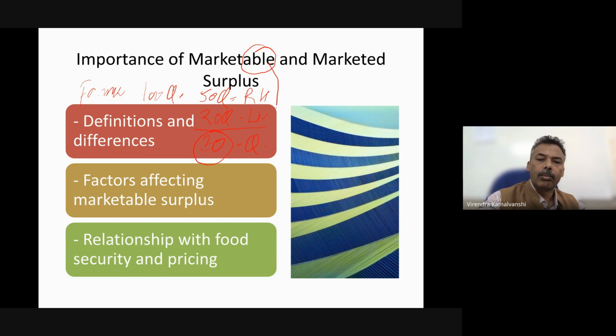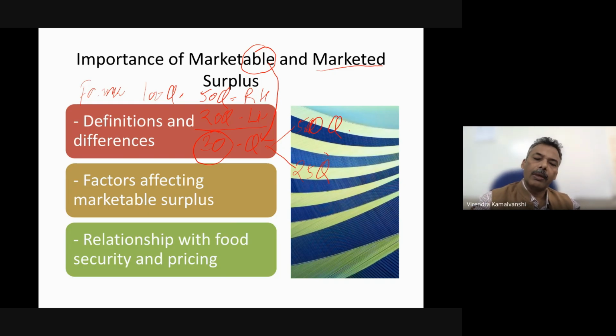So this is the marketable surplus which he can market after meeting all his obligations, from seed, from livestock, from food, feed, everything, even giving to laborers. After meeting that, whatever is left out is marketable surplus. And what he actually sells in the market is marketed surplus. So he may sell 50 quintals in the market, or he may sell 25 quintals.